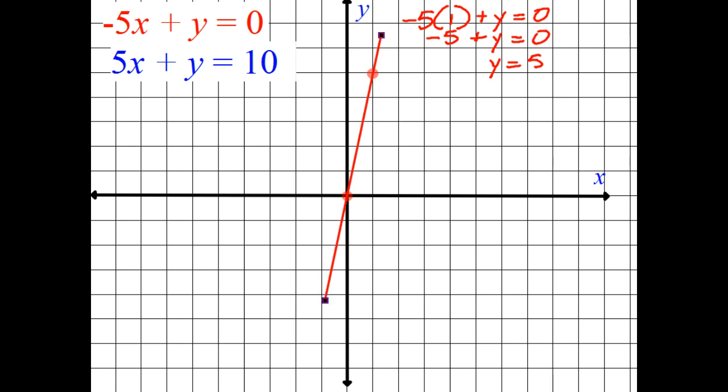Now, let's go ahead and solve the blue one. And let's go ahead again and use intercepts. So I've got 5 times what, or make y 0, and x is going to be equal to 2. Oops, let's make this blue. Okay, x will be equal to 2. All right, and then if x is 0, y is going to be equal to 10.